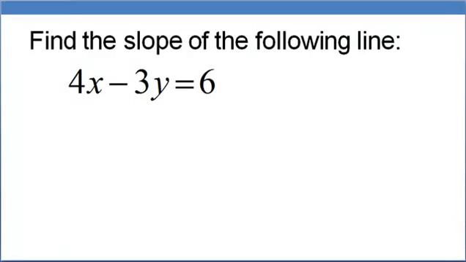4x minus 3y equals 6. We cannot pick the slope straight off of this line because it is not in the proper form. Remember, we need it to look like y equals mx plus b. So we have to isolate the y. This is just our formula solving skills. So we'll manipulate the equation. We want to get y by itself.